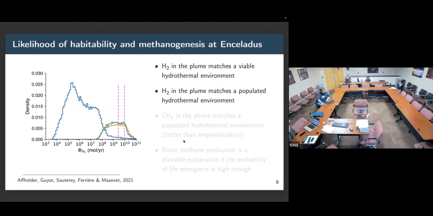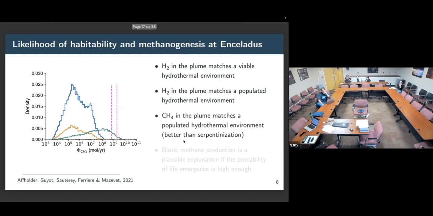Okay, so H2 in the plume matches a populated hydrothermal environment. Then let's move on from the distribution for H2 and look at the distribution for methane. And here we see that the blue and orange distributions, so abiotic, meaning methane only produced by serpentinization as a specific process, fail to explain the observations, whereas methanogens are actually able to produce the observations. Conclusion, at least the basic conclusion, is that serpentinization is not sufficient as a process to explain methane.